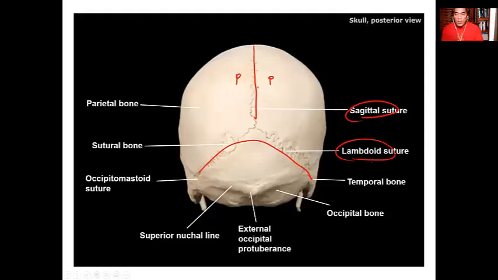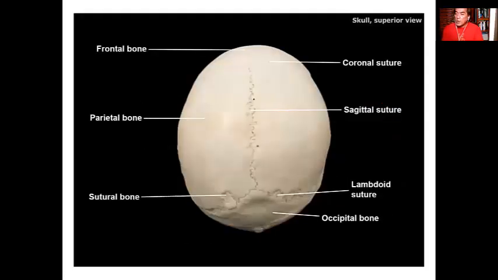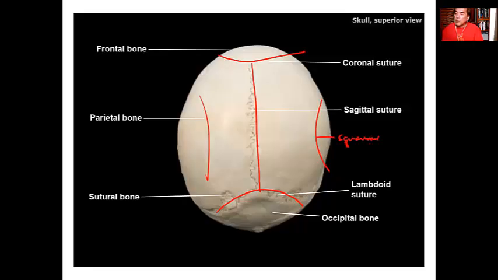Okay, and then we have this part here, the top portion. You can see the coronal, the sagittal, and then this is lambdoid. And it looks like a letter I, Roman I, and then you have the squamous here to the side. So these are the sutures from the top view.